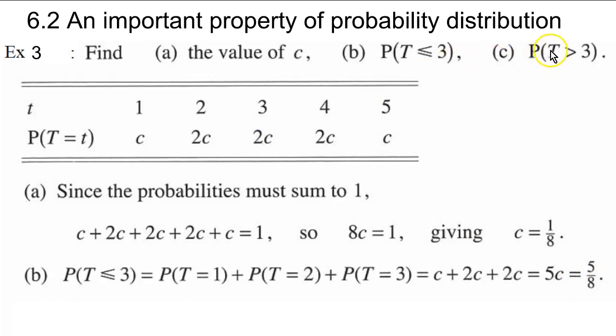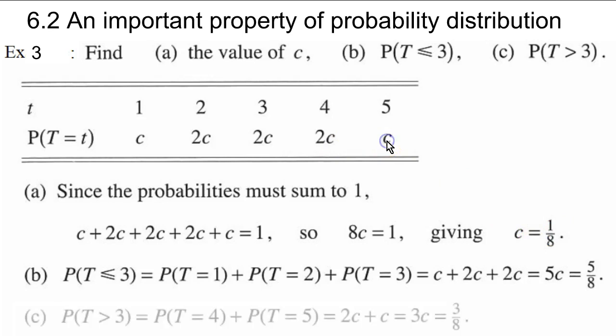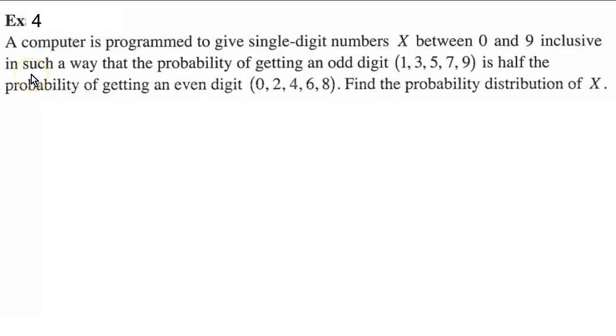And then for C, the probability of T being greater than 3, well, that's going to be these two probabilities added together. And again, if you know what C is, it shouldn't be that big of a deal. Try it. Okay, hopefully you got that. That's 3/8.